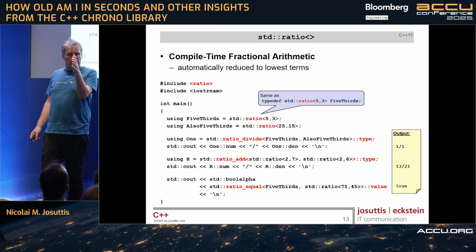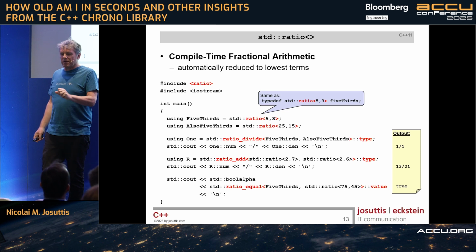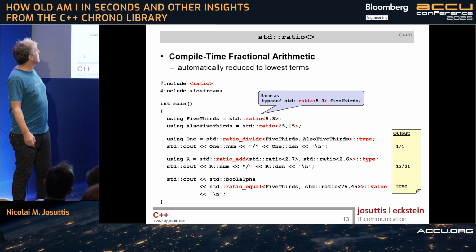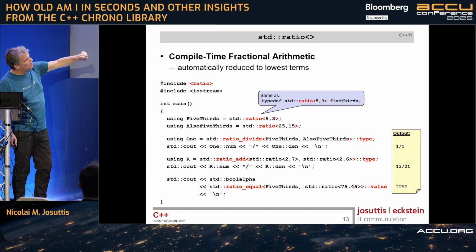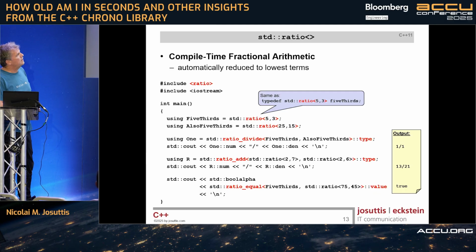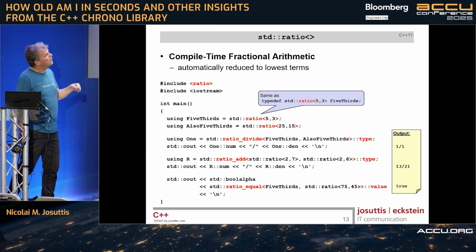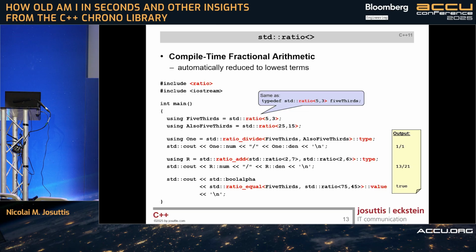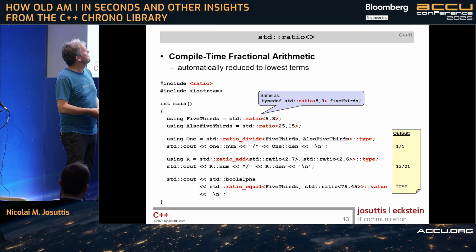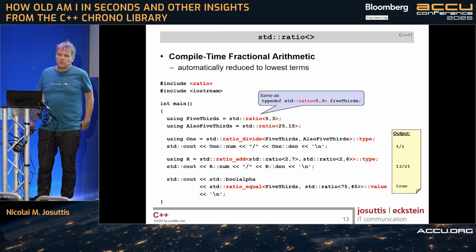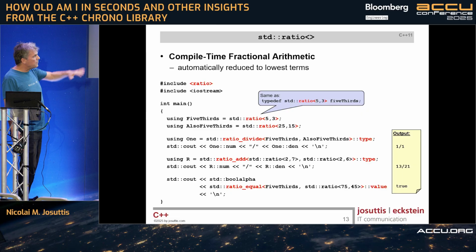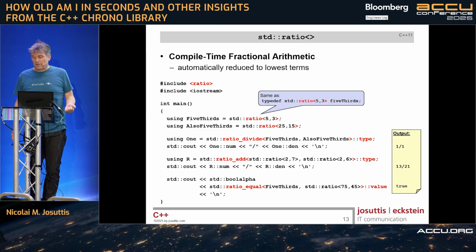Because ratios are used as types, we do type computing. Let's divide the type 5/3 by the type 25/15 and give me the resulting type, as you see in the middle of this. You will find out that that ratio, computed at compile time with template magic, is 1 divided by 1, because we even reduce to the lowest terms. That's used here. Good. First time explained.